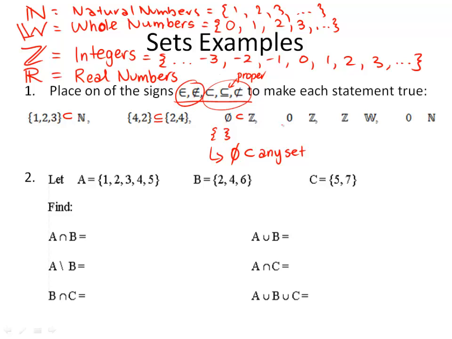Alright, the next one, this now is a 0, and therefore it's an element. So they're asking, is 0 an element of the integers? And in the integers, yes it is. Therefore it is an element.